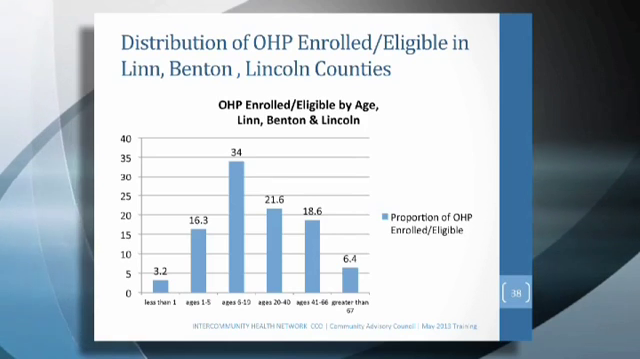But if you looked at going back down towards children, we have 3% are less than 1, 16% are ages 1 to 5, and 34% are ages 6 to 19. If you combine those and just look at youth under the age of 19, almost half of the OHP clients are under the age of 19. 21% are ages 20 to 40, 18% are ages 40 to 66, and 6% are greater than 67. Just to give you a little bit of background.